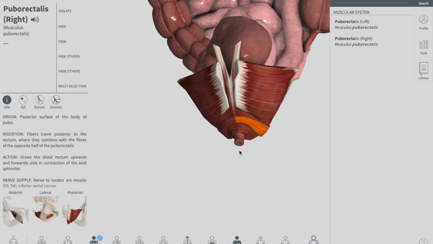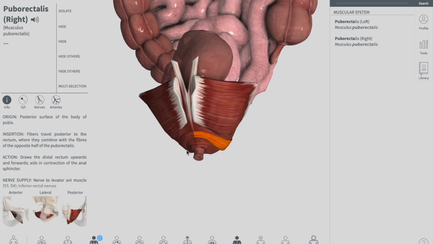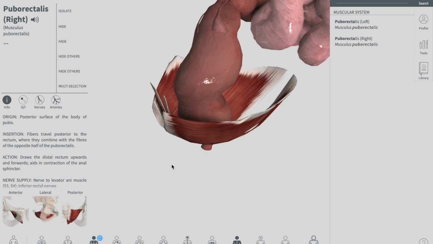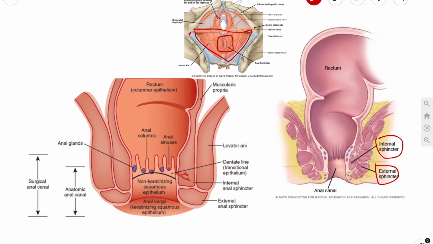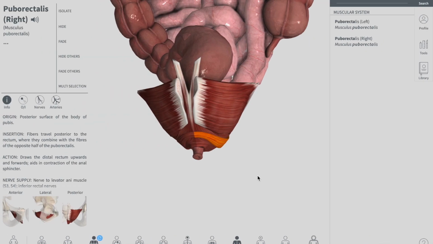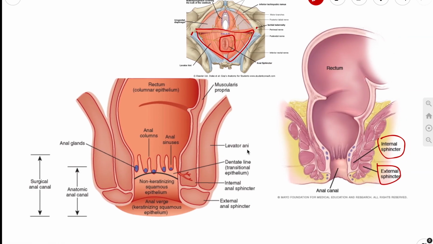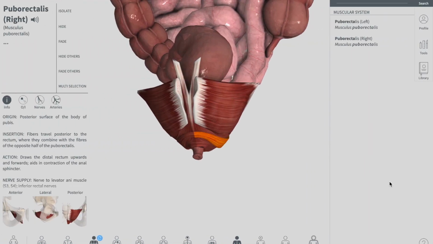At the junction of the rectum and the anal canal, there's a muscular ring known as the anorectal ring. This muscular ring is formed by the fusion of the internal anal sphincter, the external anal sphincter, and the puborectalis muscle, and it is palpable on digital rectal examination. So if somebody asks you what the anorectal ring is, you will say it is formed by 3 structures: the internal anal sphincter, the external anal sphincter, and the puborectalis muscle.